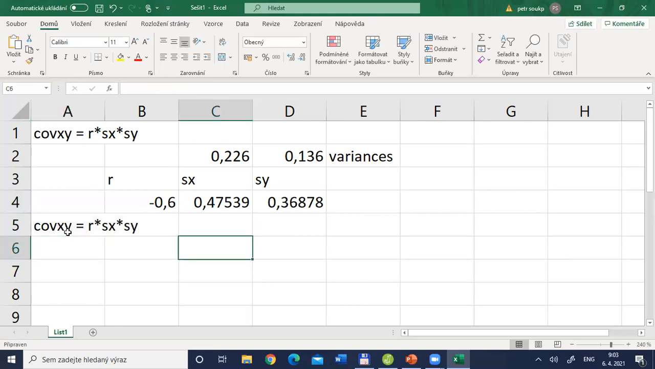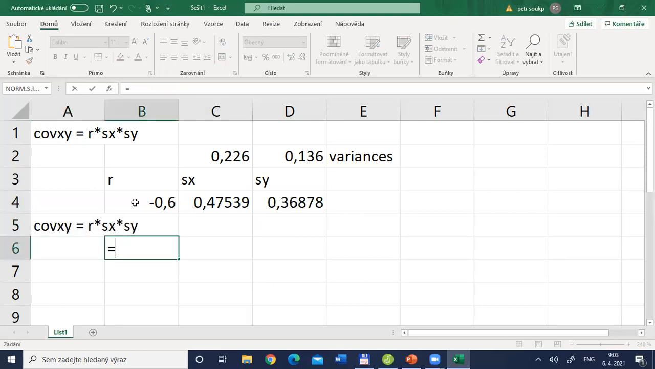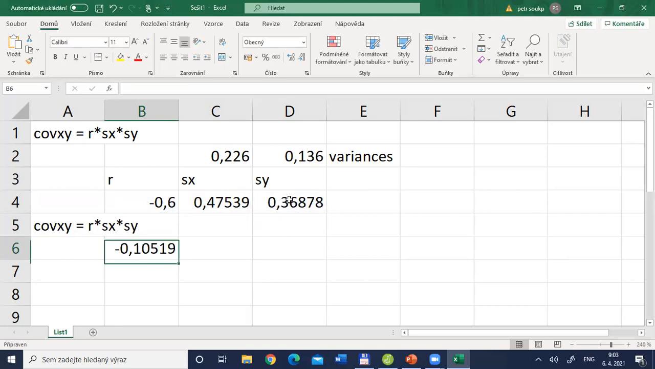So I'm typing this value multiplied by the first standard deviation and multiplied by the next standard deviation. So here it is. And it says that if I would like to test a correlation of minus 0.6, I should test the value of covariance of minus 0.10519. So I would slightly round it up. So I would take minus 0.1052.